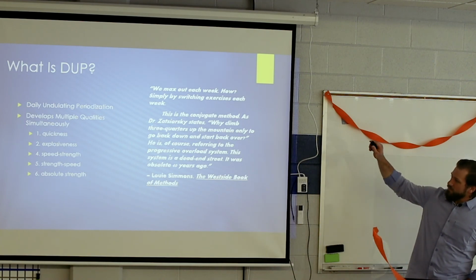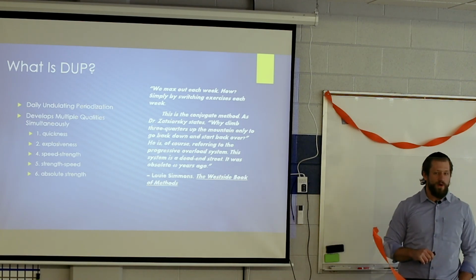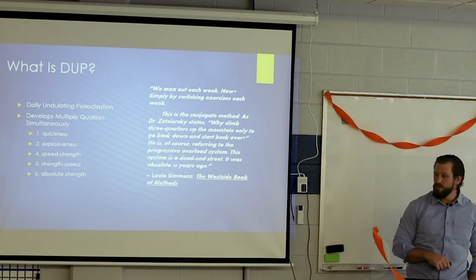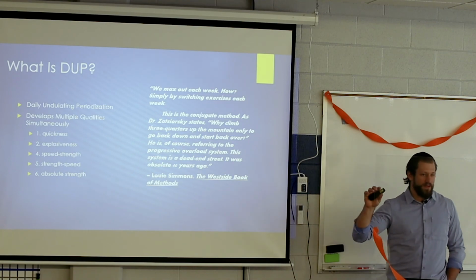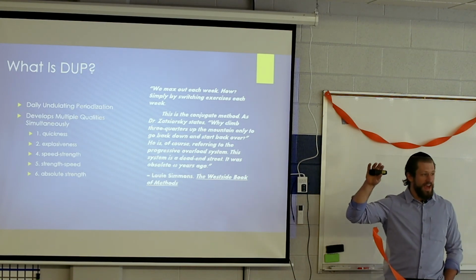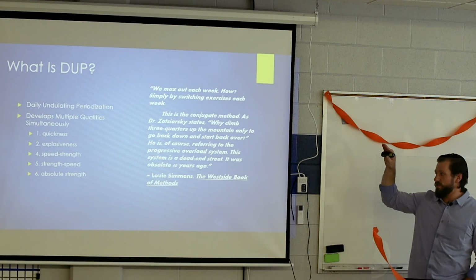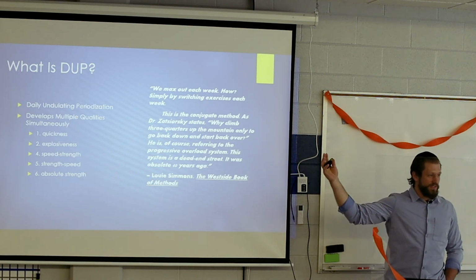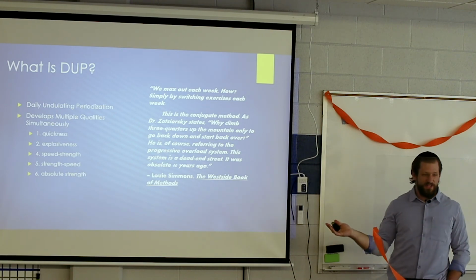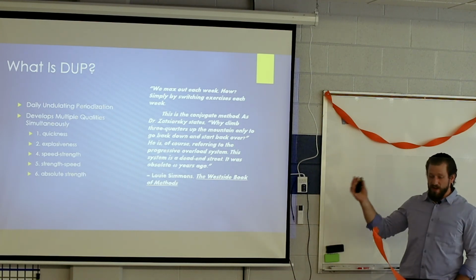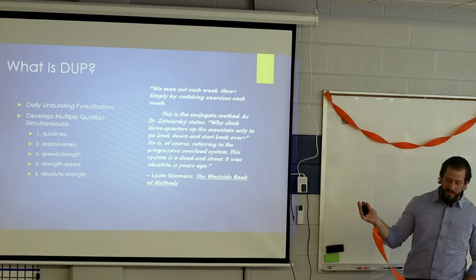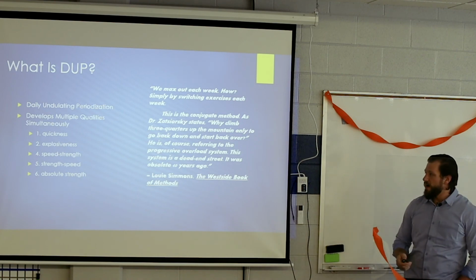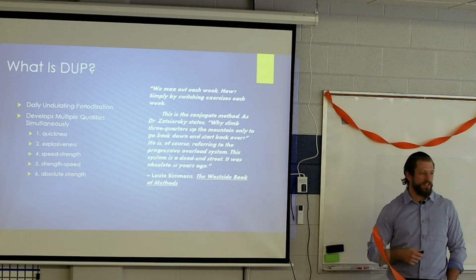But his whole thing was develop every quality simultaneously. So develop your speed, explosiveness. If you really look at strength adaptations, we have several different ones that we can break out. You have strength speed, which is the ability to move moderate weights quickly. We have speed strength, which is the ability to move light weights quickly. We have absolute strength, which is the total amount of force that you can apply. And then obviously you have explosiveness and explosive power.